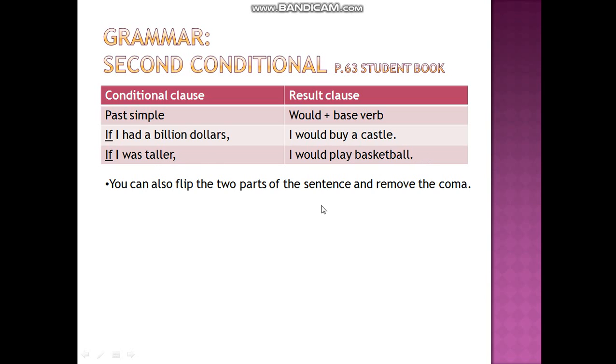You can also flip the two parts of the sentence and remove the comma. Flipping the two parts of the sentence means that the result clause becomes first, the conditional clause becomes second. Remove the comma.